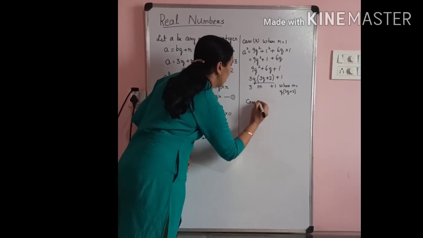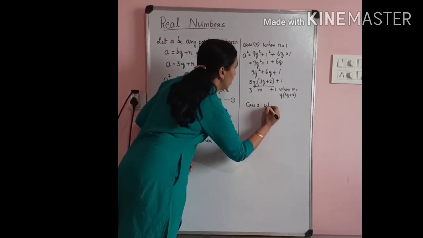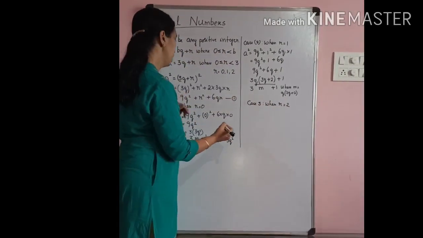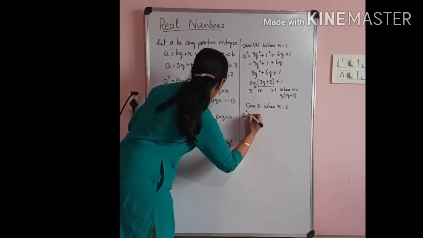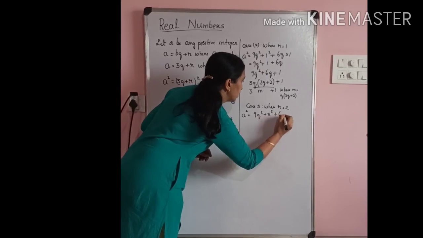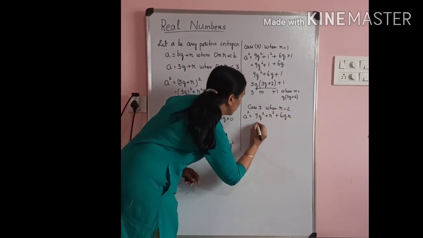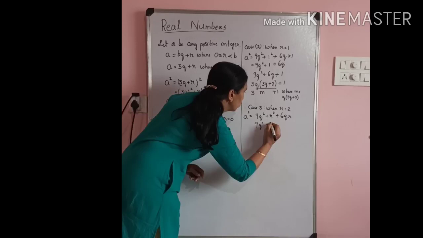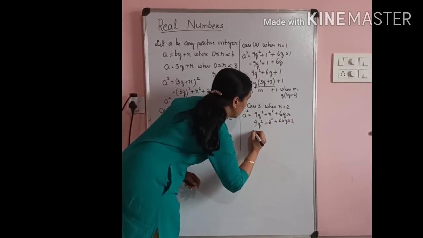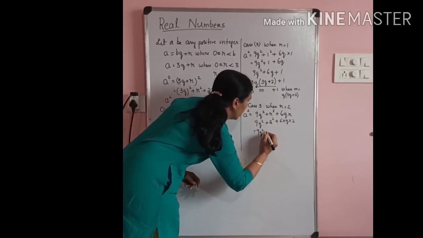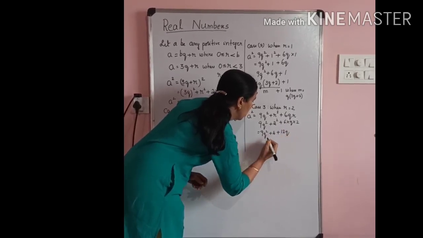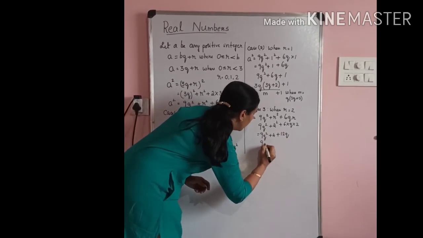Case 3, when r is equal to 2. Now we substitute r in equation 1. a square is equal to 9q square plus r square plus 6 into qr. So 9q square plus 2 square plus 6 into q into 2. So you have 9q square plus 4 plus 12q.